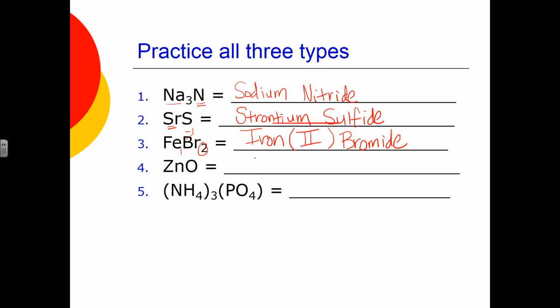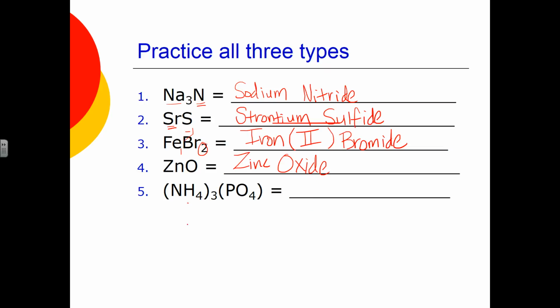Number 4, zinc. Now, zinc is a transition metal. However, remember aluminum, zinc, silver, +3, +2, +1. Zinc does not need a Roman numeral because he's monovalent. So you keep on moving on and you name oxygen oxide. Root name plus ide for the second element.